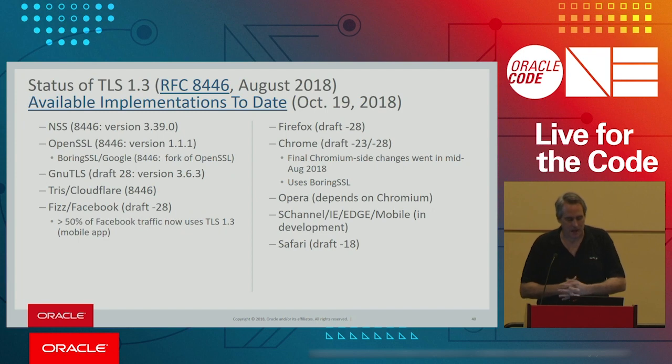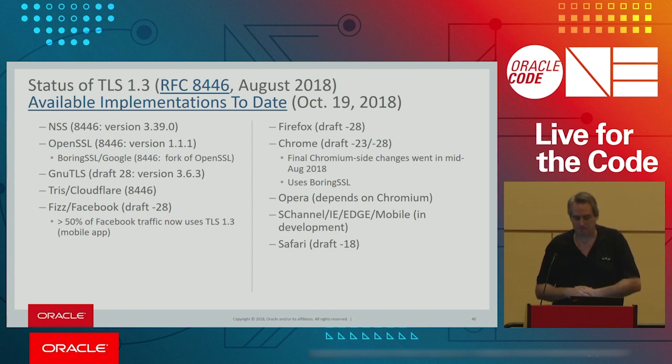NSS, OpenSSL, everyone is working on their implementations. Those two that I just mentioned actually do have their versions out, and those are available for inclusion in your apps. GNU TLS, last I heard, is at draft 28. Tris and Cloudflare have a full RFC version, and Facebook is, from what I understand, the largest user of TLS 1.3, and they've got their own implementation called Fizz. It's currently at draft 28, and almost 50% of their traffic is now using TLS 1.3, which is a fairly significant amount of traffic.